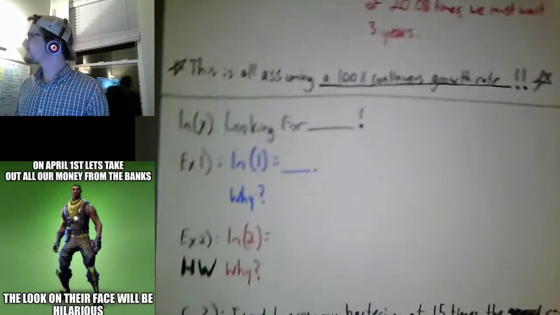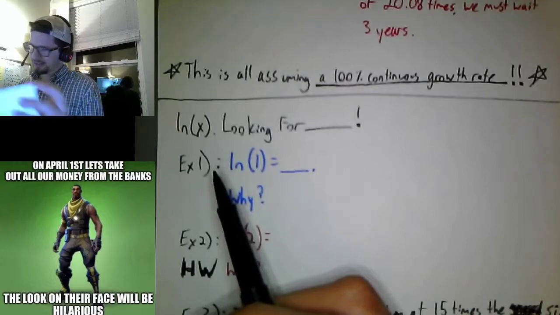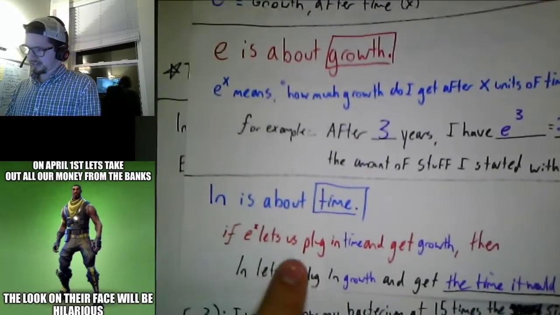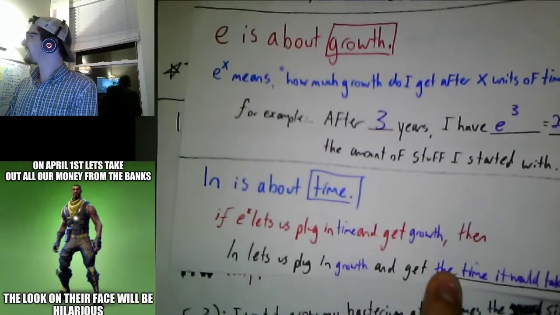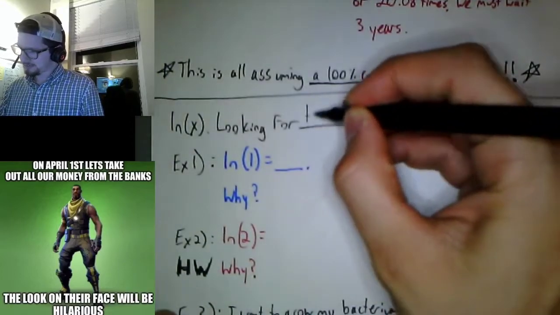All right. So for ln of x, what are we looking for? For our natural log, what are we looking for? Let's look at our notes. ln, we're looking for time. Plug in the growth and get the time. So for ln, we're looking for time.